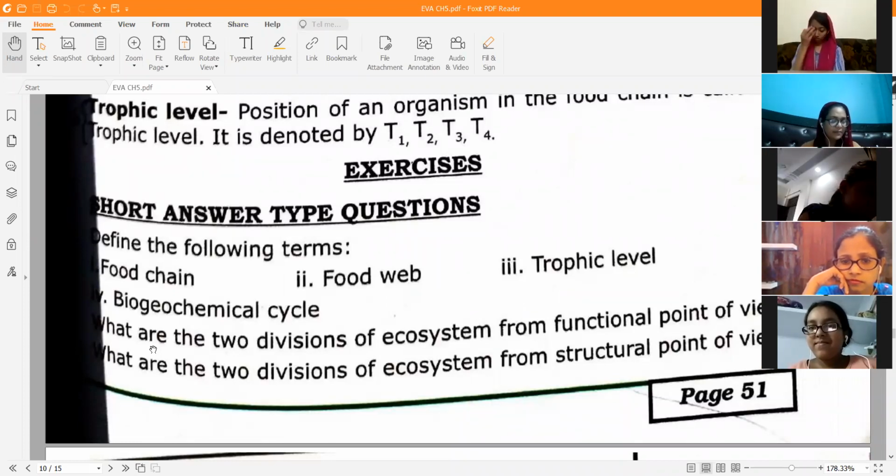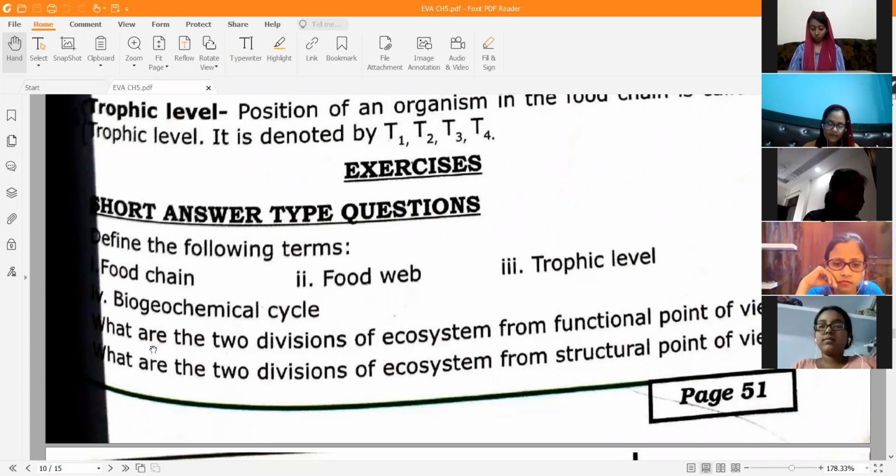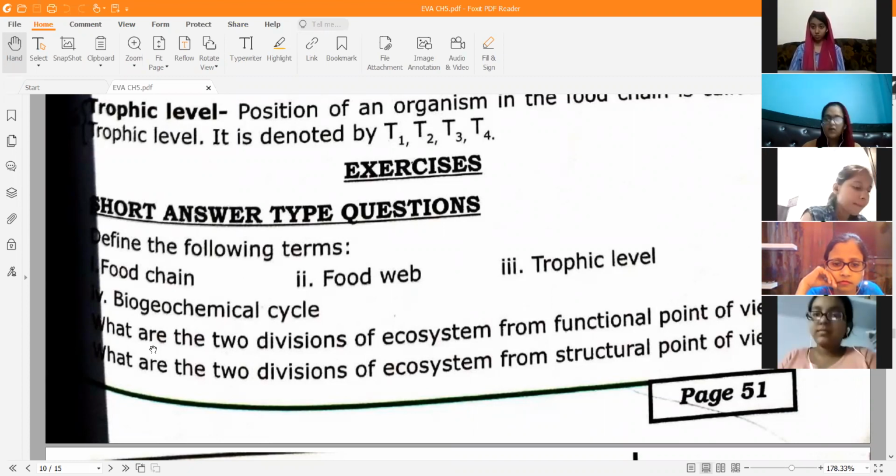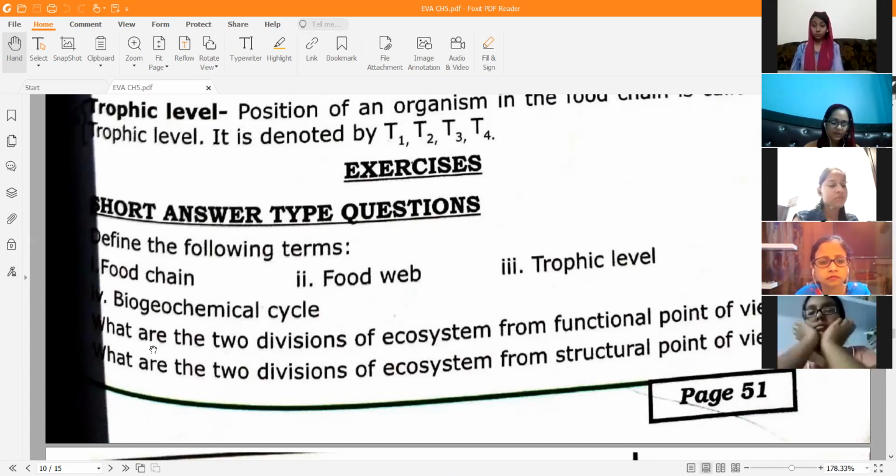So now food web you will get on page 48 under the heading food web, and trophic level you will get on page 47, right? Obviously, you will have to talk a little bit about the various trophic levels, right? You can just maybe give one line because it's a short type question. No need to explain in detail. Then biogeochemical cycle you will get on page 45 under cycle of nutrients.